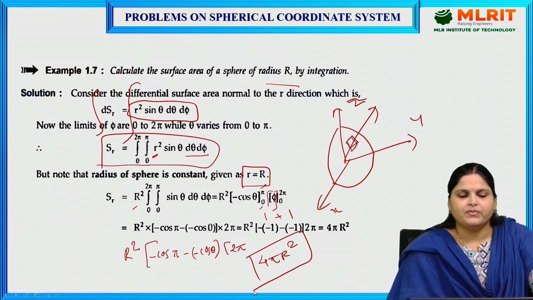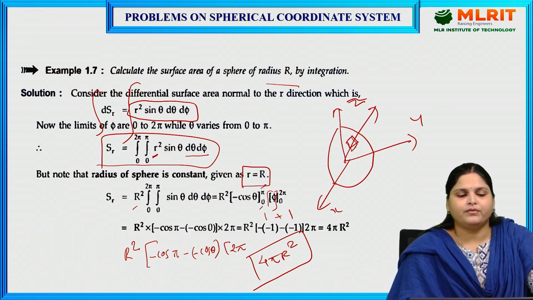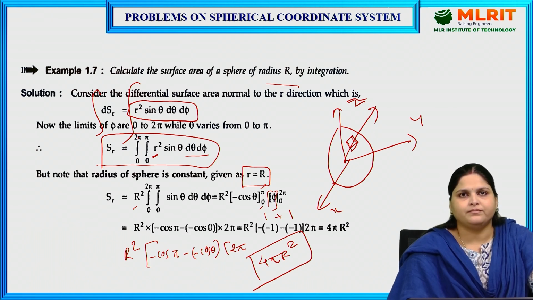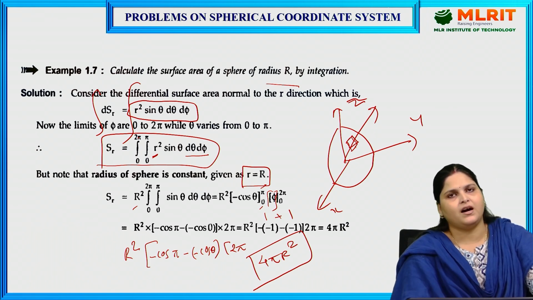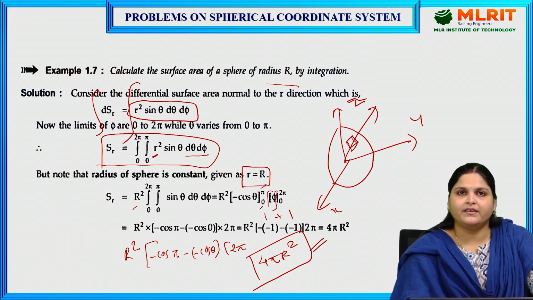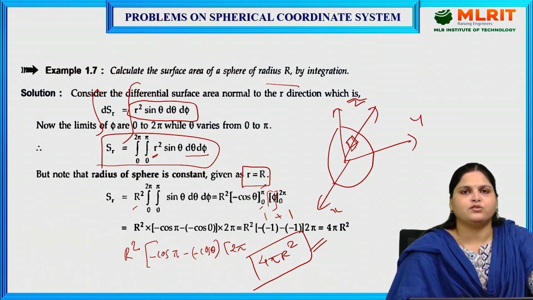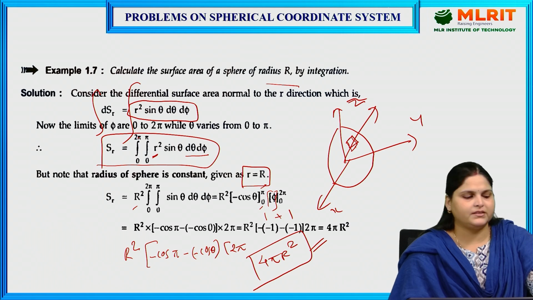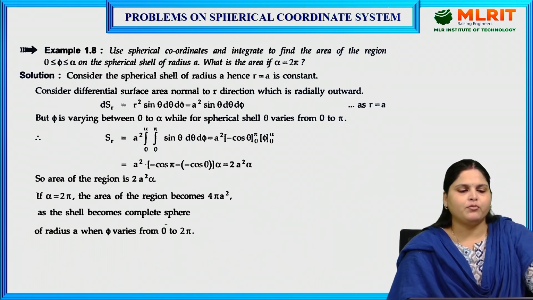This is the surface area of the sphere whose radius is r. Right? Again, this formula you might have seen earlier, but that is how we solve it. Right? Let's take one more example.